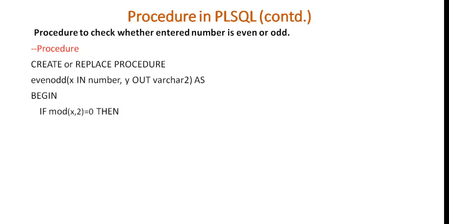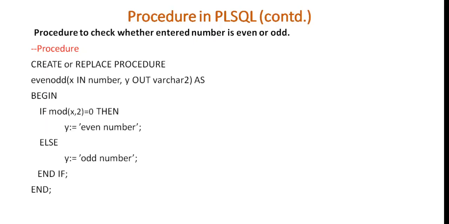Then the as keyword. In the begin section, we are checking whether the number is even or odd. If mod x, 2 is equal to 0, then y is equal to even number. See, here in the procedure, we are not printing the message. We are passing that message to the calling block. So, instead of using DBMS output line, we are passing the even number message to y, and we are passing that y as an output parameter to the calling block. Else y is equal to odd number. End of if and end of procedure.